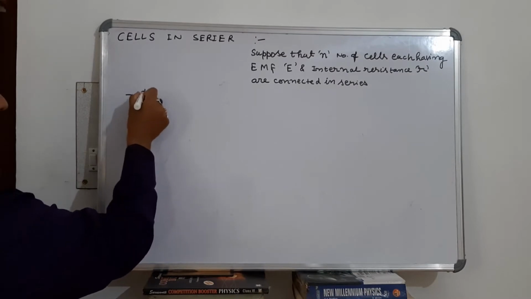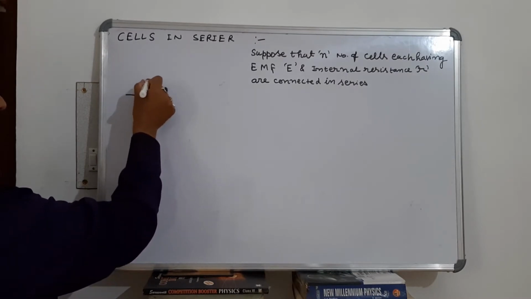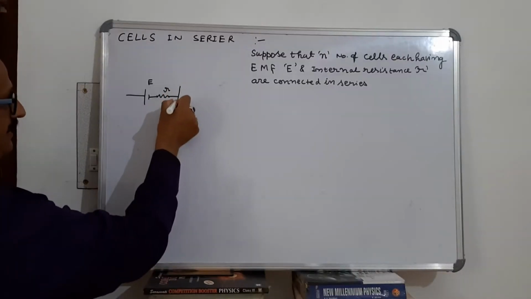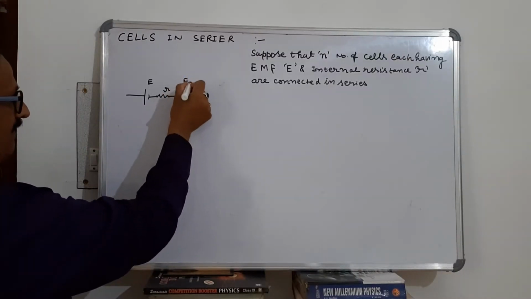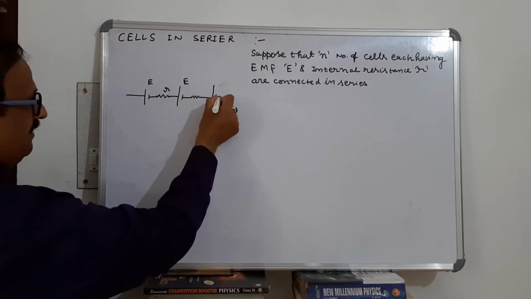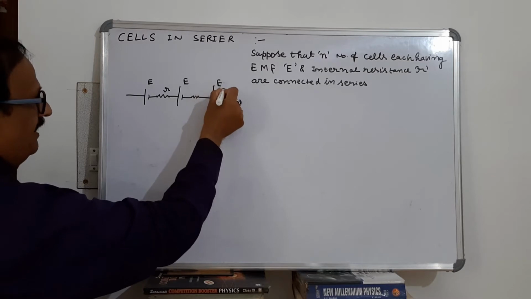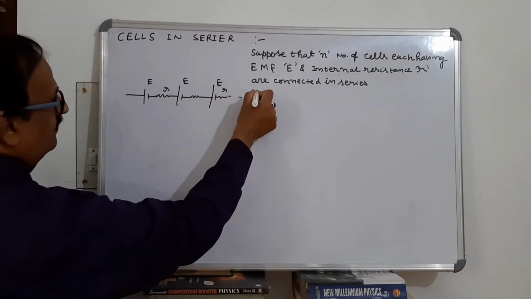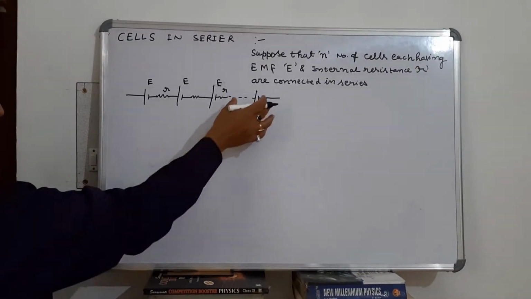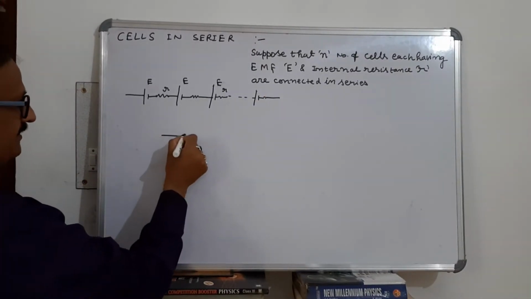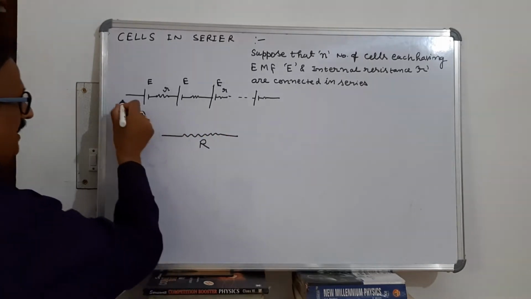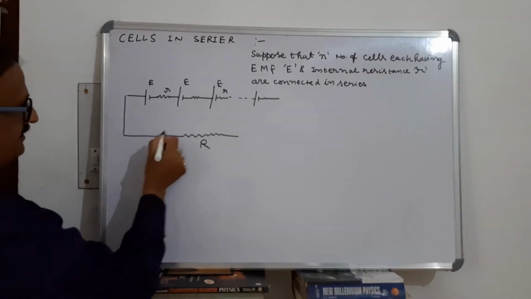So this is one cell, its EMF is E and internal resistance r. Another cell of same EMF, same internal resistance. Again same EMF and same internal resistance cell, and this is up to n cells. They are connected in series, and now this combination is connected across an external resistance R. I am connecting it to an external resistance R.